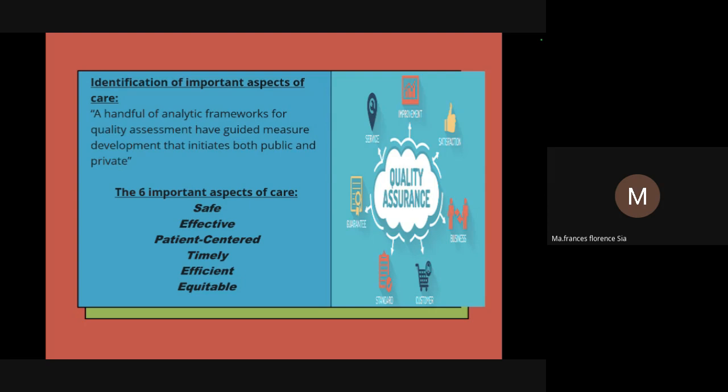Efficient, avoiding waste, including waste of equipment, supplies, ideas, and energy. Equitable, providing care that does not vary in quality because of personal characteristics such as gender, ethnicity, religion, and socioeconomic status. So, whoever they are, they should all be cared for.